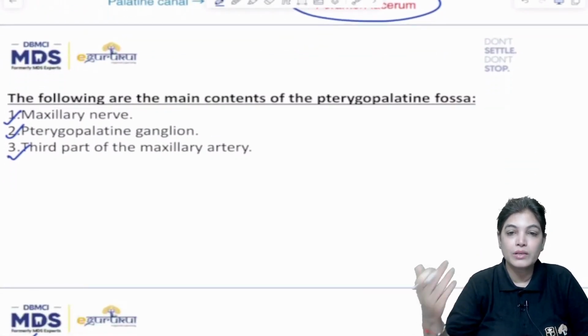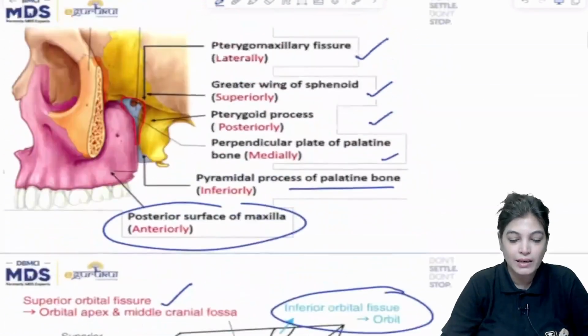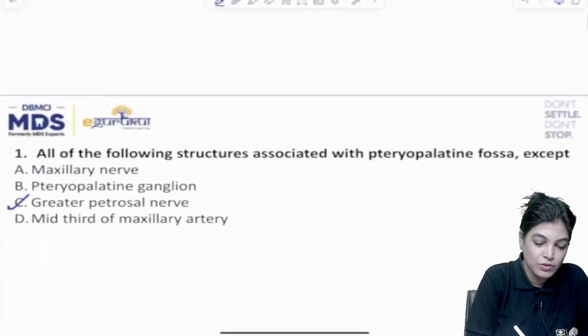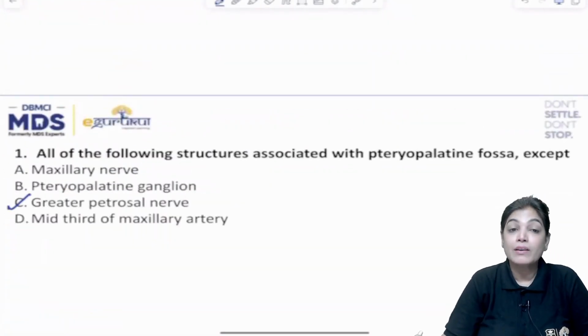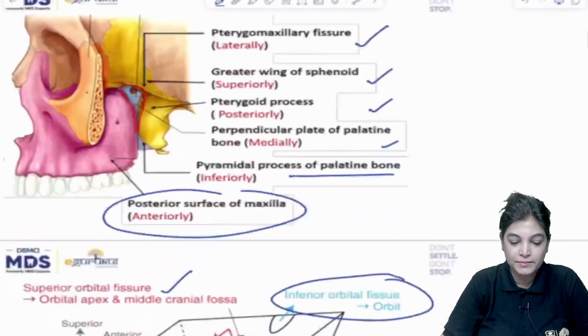greater petrosal nerve. So if I have to rule out one option and mark the correct answer, I will definitely go with greater petrosal nerve, which is a branch of facial nerve, which is not directly the content of pterygopalatine fossa. Now let's move on to the next question, that is question number 7.